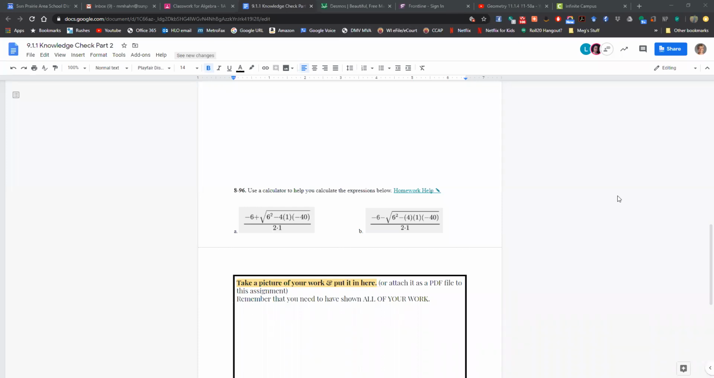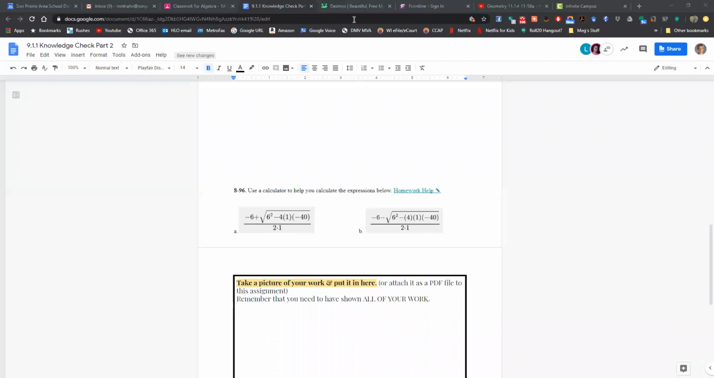I'm going to show you how to put problems like this into your calculator so that you can evaluate what that expression would equal. So right here we have -6 plus the square root of 6 squared minus 4 times 1 times -40. These parentheses mean we're multiplying. And that whole thing is divided by 2 times 1.